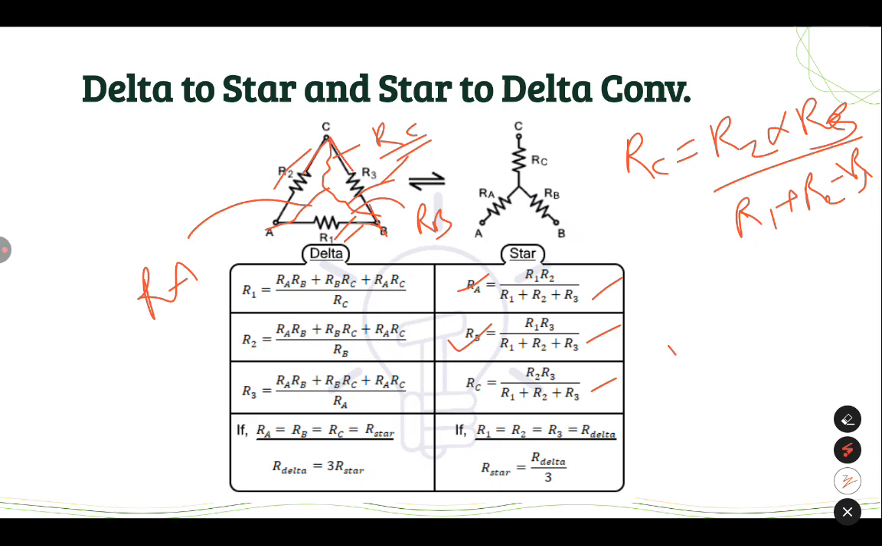So with this method you can easily remember star to delta and delta to star conversion. I found many students forget and mix up. So don't mix up, just do it.